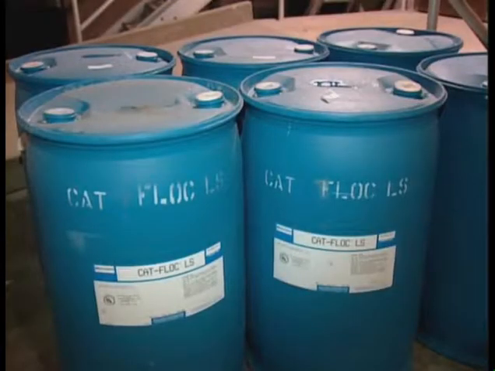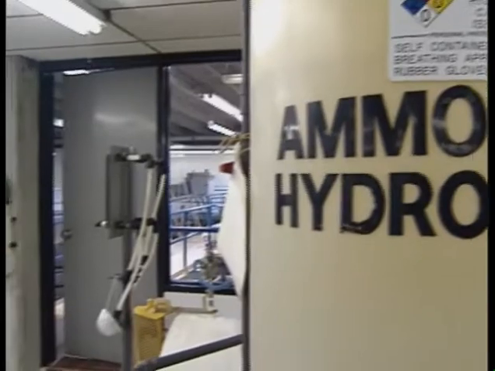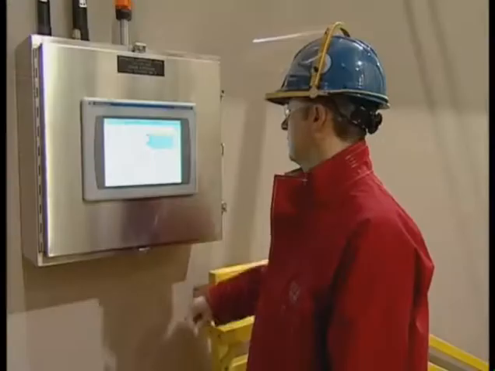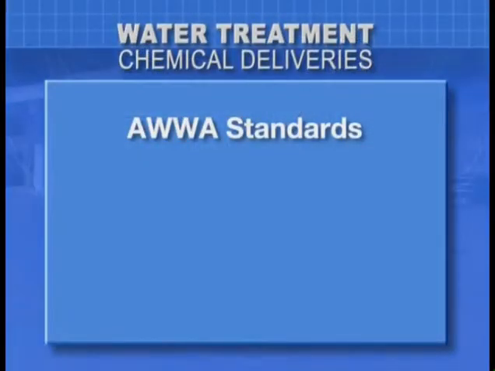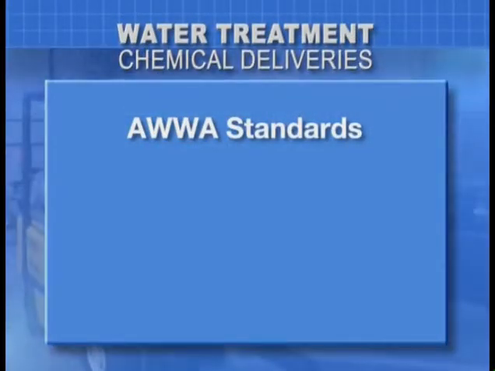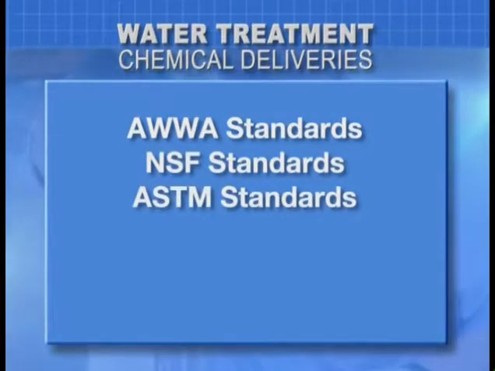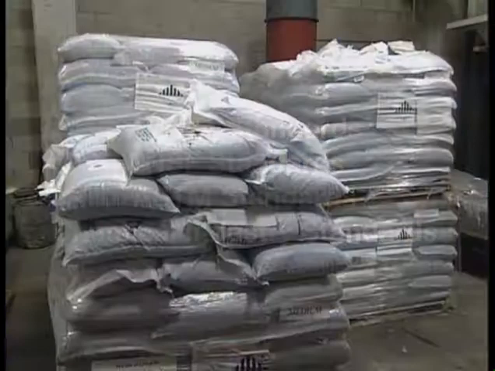Here are some suggestions for basic requirements for bid or purchasing documents. Purchase and use only chemicals that meet AWWA standards. Chemicals should also be certified to NSF Standard 60 or equivalent. If there are no applicable AWWA or NSF standards, require the chemical to meet an American Society for Testing and Materials, or ASTM, or another chemical industry standard.